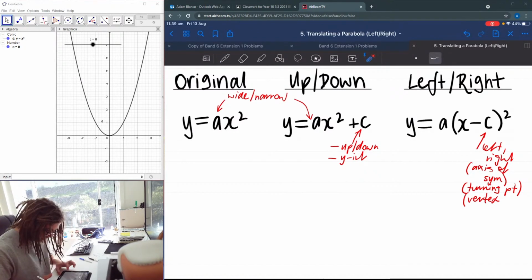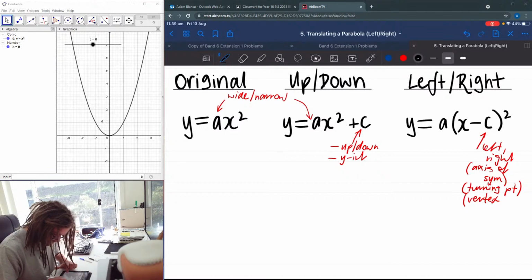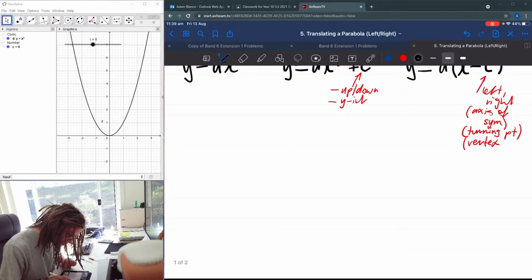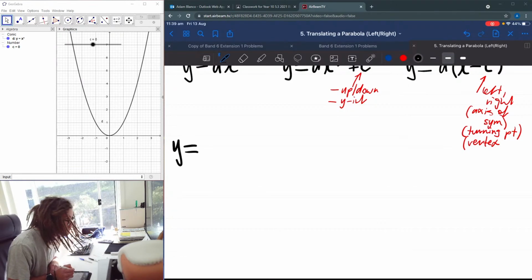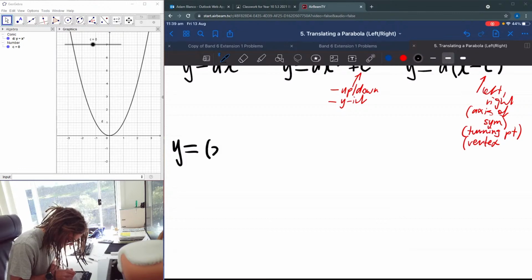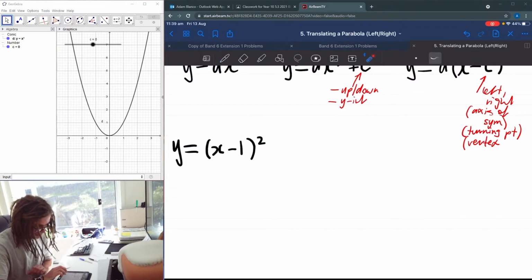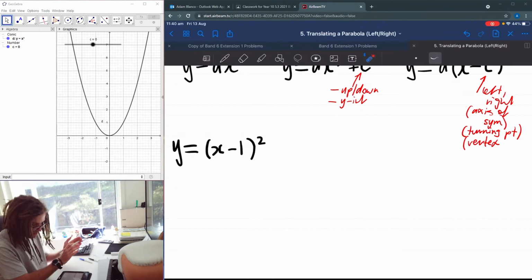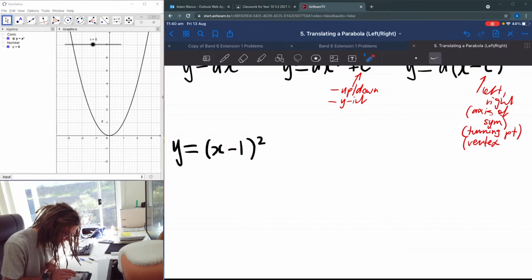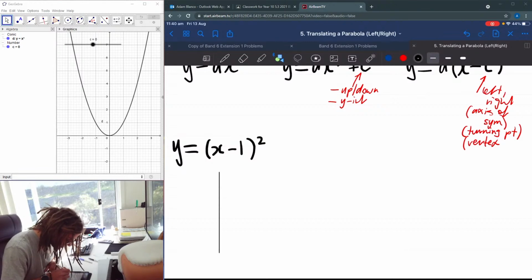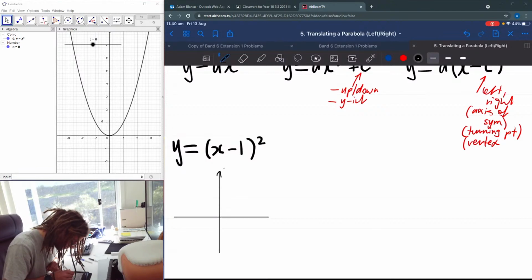All right, let's actually draw some. Let's go with y equals (x minus 1) squared. So it's pretty much a set of brackets that have a squared in it. That's pretty much all we're going with. I'm only going to do 3 of these. Let's label stuff. Let's be proper.